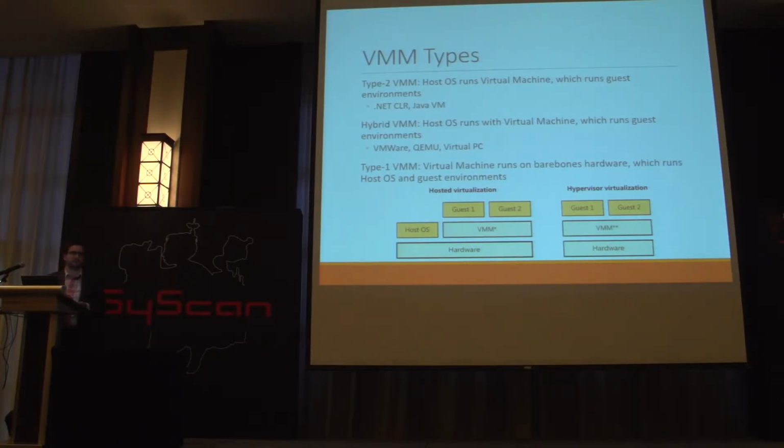So type 2 is like your .NET CLI or your Java VM. You have the host OS that's running a virtual machine process, and the virtual machine process runs some guest environments. Then you have the hybrids, which are basically you run an OS inside of a process on your OS. So that's like Virtual PC, VMware, QEMU. We're basically just running another OS virtualized inside of your OS.